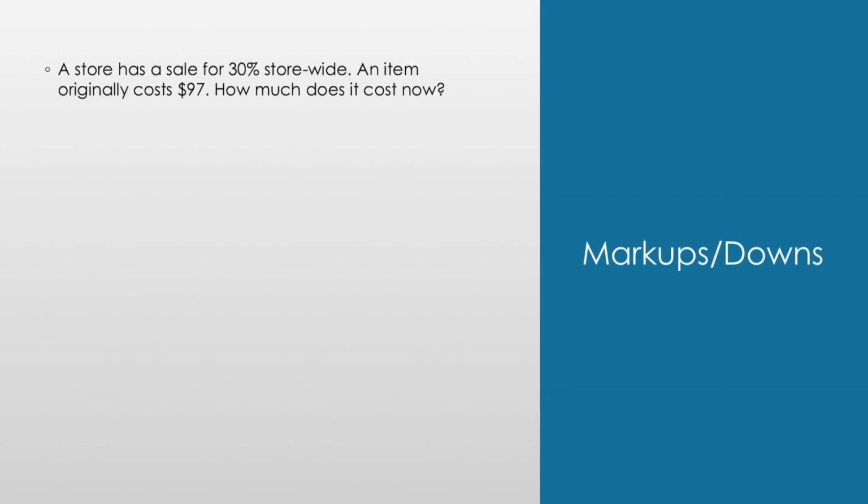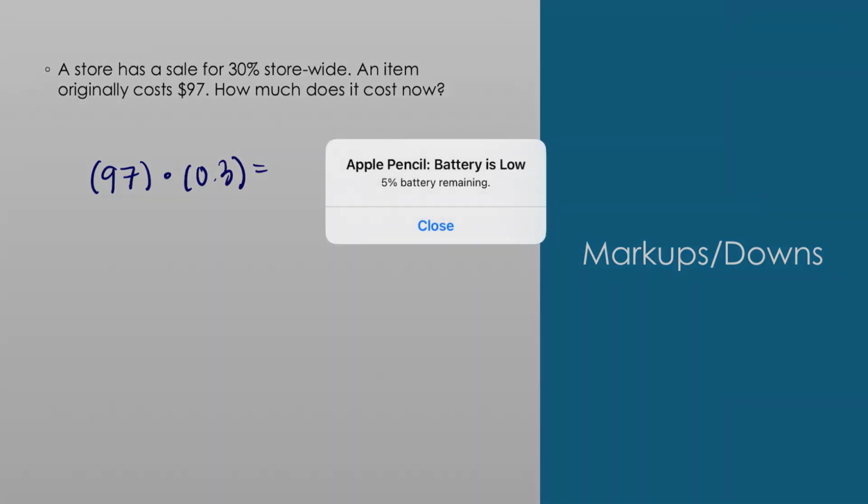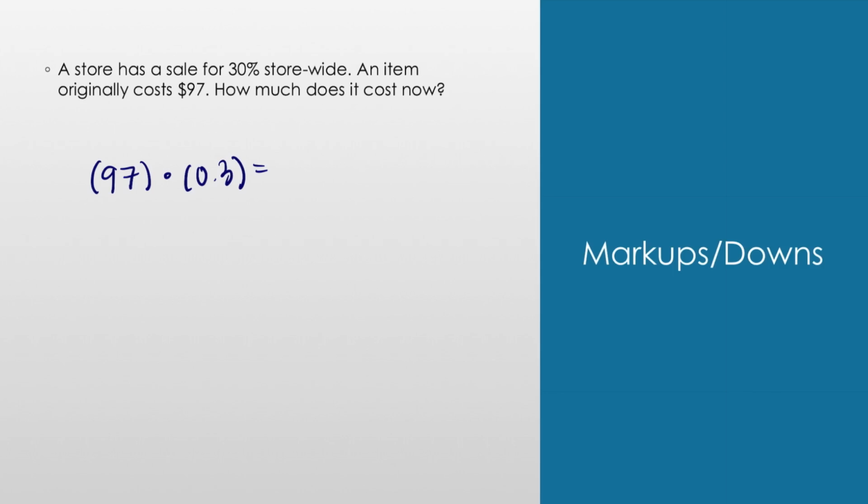So in this problem, we have a sale for 30%. An item originally cost $97. How much does it cost now? We have to be careful because it's not asking for how much we're deducting. It's asking for how much the item is going to cost. I've seen this done two ways. The first way is to just do 97 times 0.3, and that would get you the amount of the sale. So 97 times 0.3 is 29.1. And then they would subtract it from the total. So 97 minus 29.1 is 67.9, and that would be my amount.